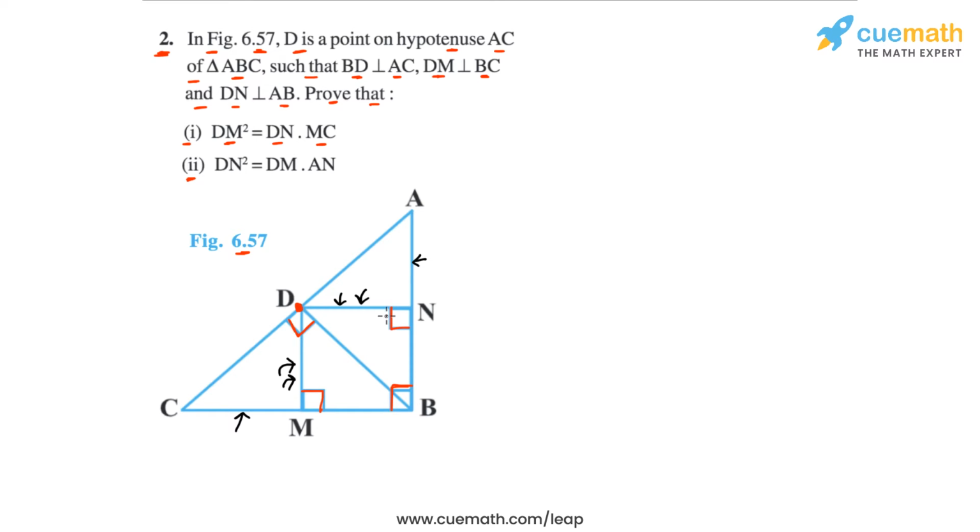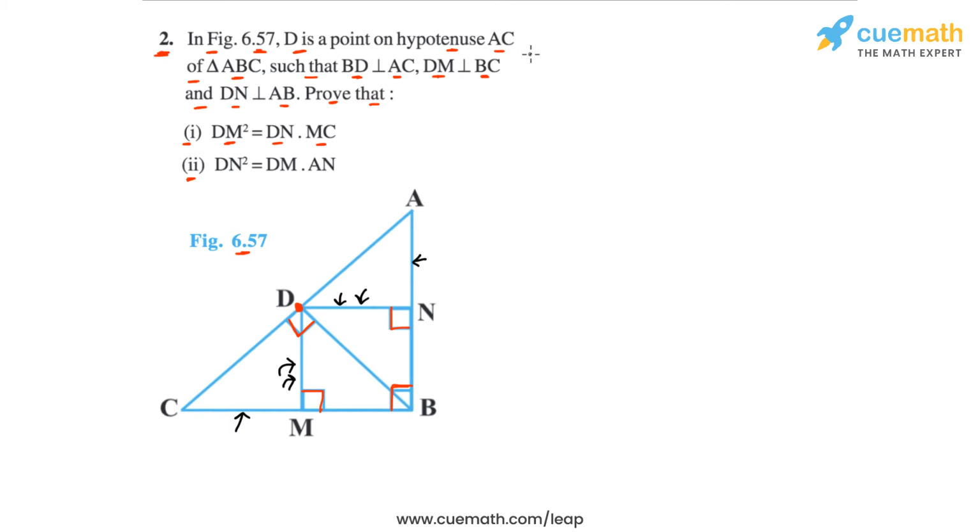So the second part is very similar to the first part. What I'm going to do is show you how to solve the first part, and then you can do the second part in a similar manner. The second part is exactly similar to the first part. To solve the first part, I am going to show you two different ways. The first approach is using similarity, and the second approach is using the Pythagoras theorem.